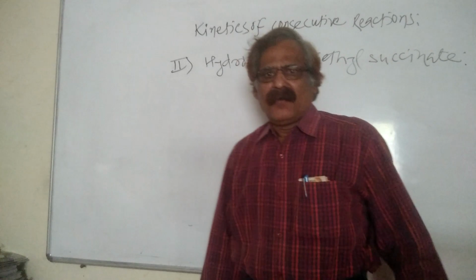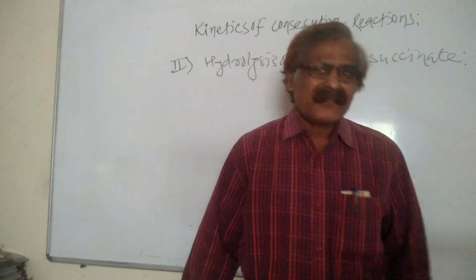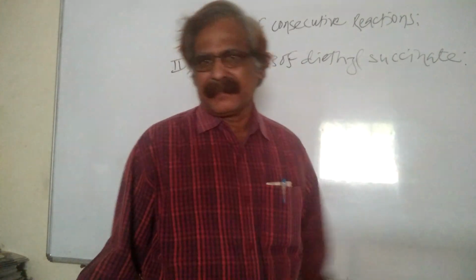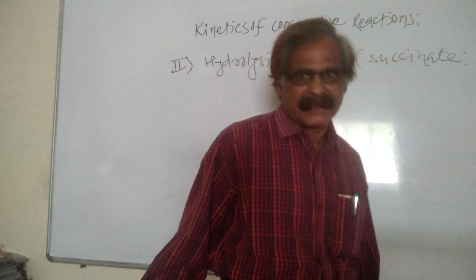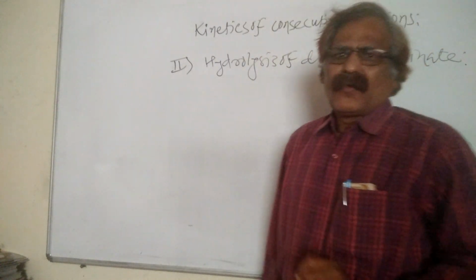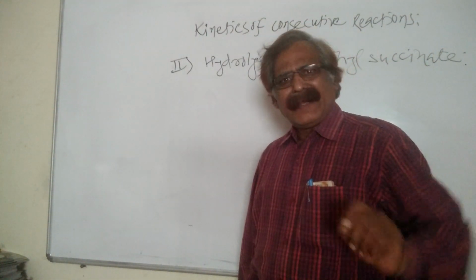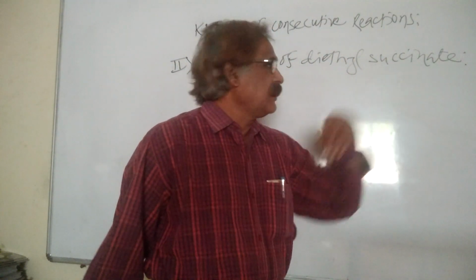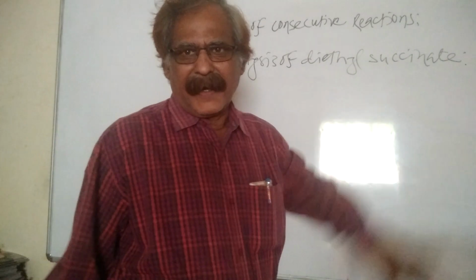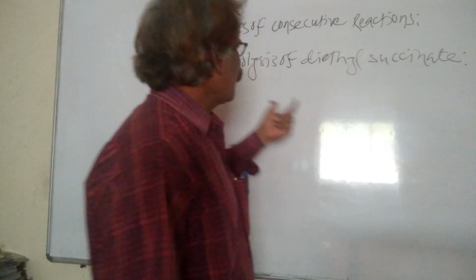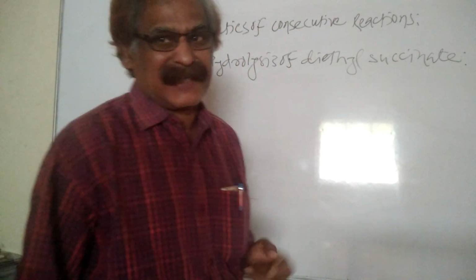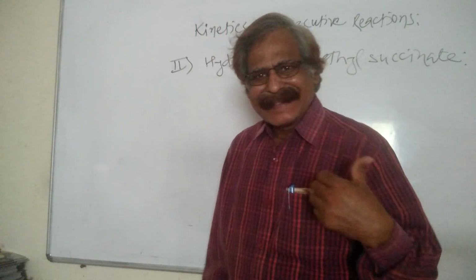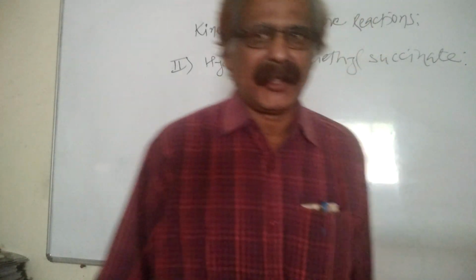We know that diethyl succinate is an ester of what? Succinic acid. So we know in general when any ester undergoes hydrolysis, it gives the corresponding what? Alcohol and the acid. So in this case, when diethyl succinate undergoes hydrolysis, it must give what? Succinic acid and the ethanol.